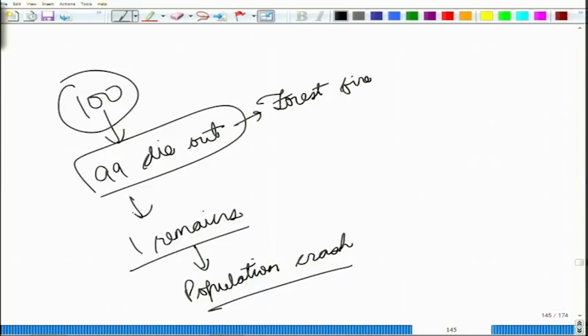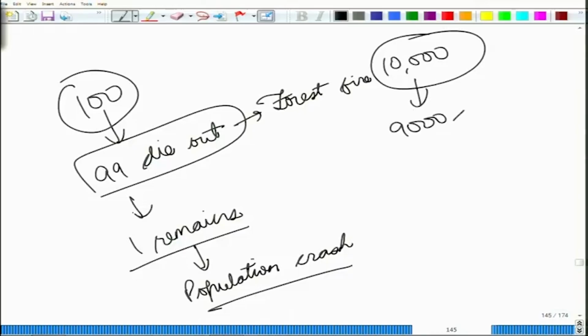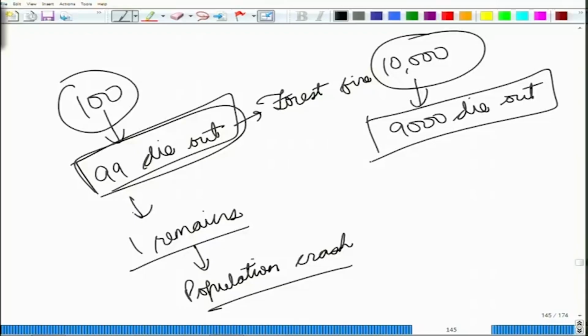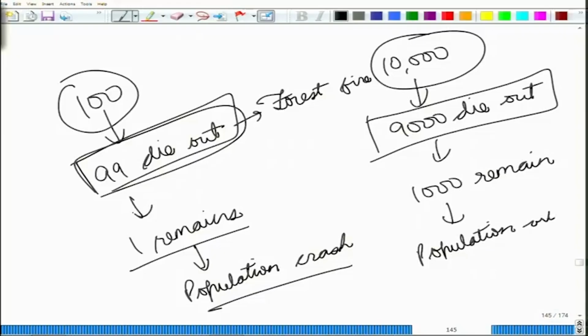Now, in place of 100 individuals, say we start with 10,000 individuals, and because of this forest fire, which was an environmental stochasticity, there is a massive number of deaths and as many as 9,000 individuals die out. Here we only had 99 individuals dying out, there you have 9,000 dying out, but still 1,000 will remain in the population, and so the population will persist.